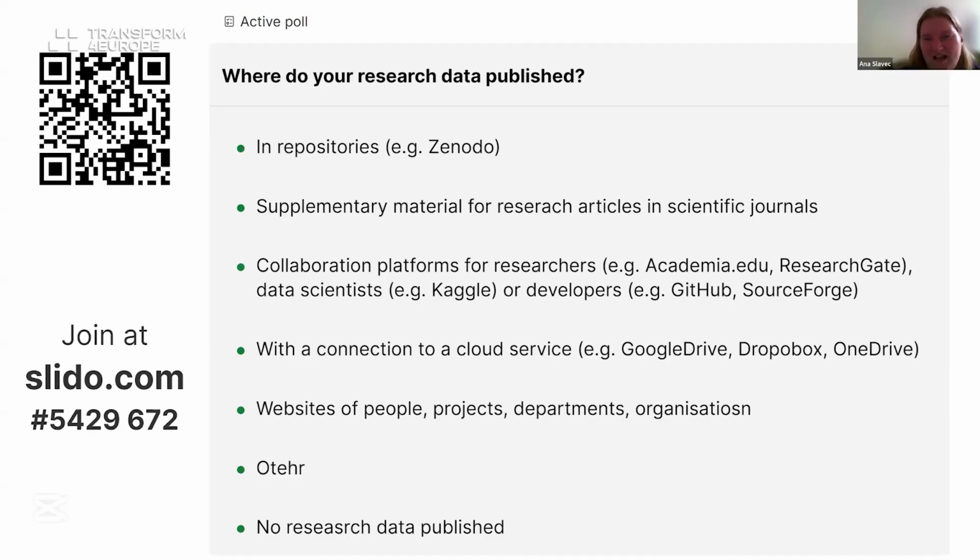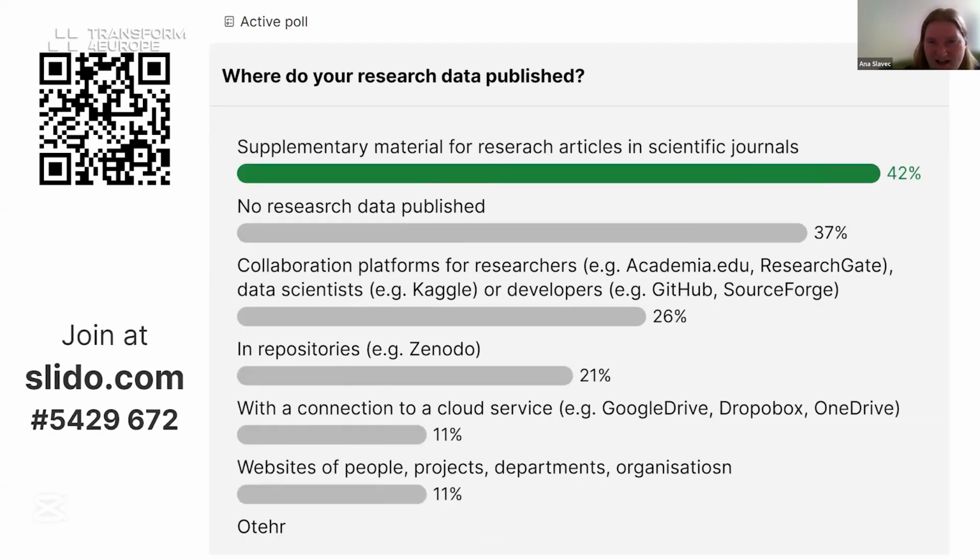Among these options, I think only the first two are acceptable. The first one, so not any repository, but institutional, Zenodo, or any other trusted repository, is the best, but in some cases supplementary material is also okay. Even in these cases I would recommend a repository, but all the others I mentioned, I don't recommend them. Okay, let's now look at the results.